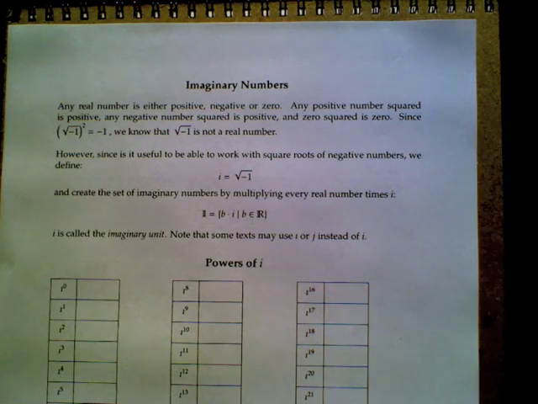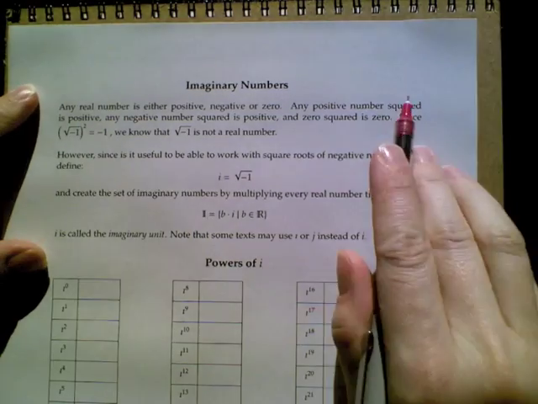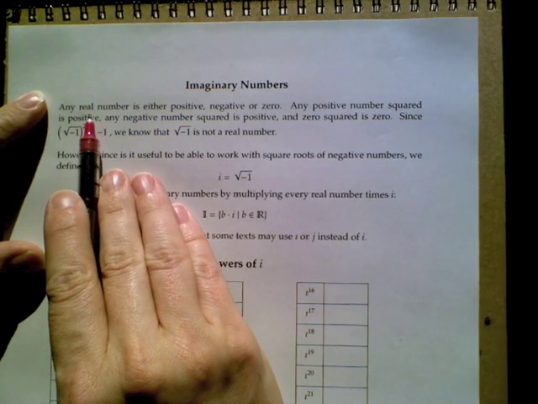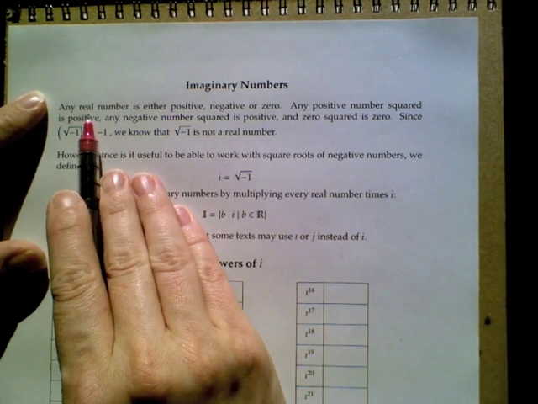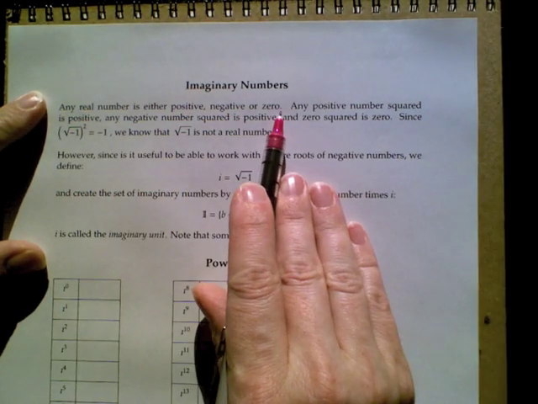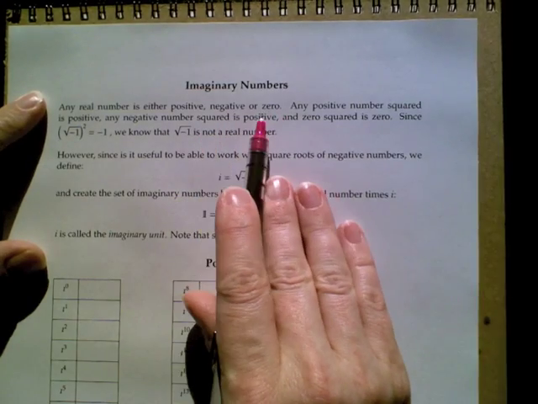The purpose of this video is to give you some hints on the imaginary numbers learning activity. First we're going to go over the written material up here at the top. It begins by giving us some facts about real numbers. Any real number is either positive, negative, or zero. One of those three things has to be true.